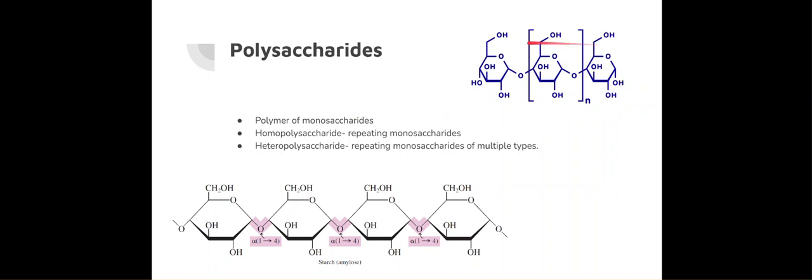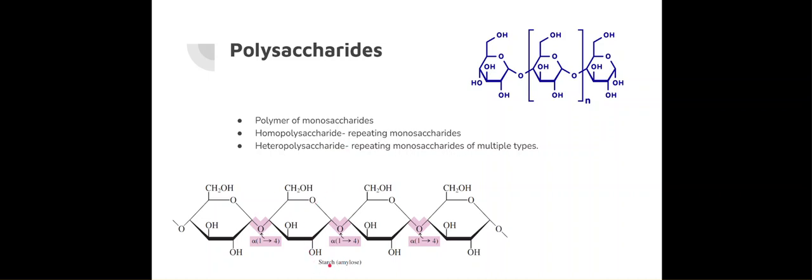So again, with a polymer you have a repeating unit over and over again, and this can happen with monosaccharides. You can form long chains of monosaccharides with that repeating monosaccharide over and over again. If they're all the same, so if these were all glucoses, then this would be called a homopolysaccharide. If it's got multiple monosaccharides in the polymer, then it's called a heteropolysaccharide.